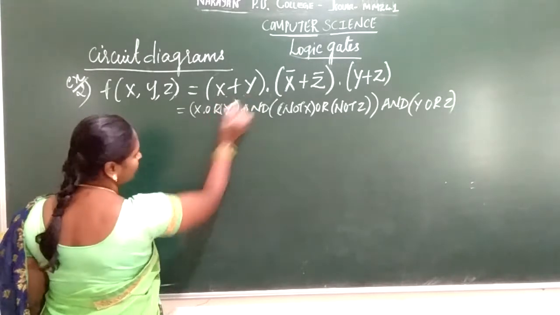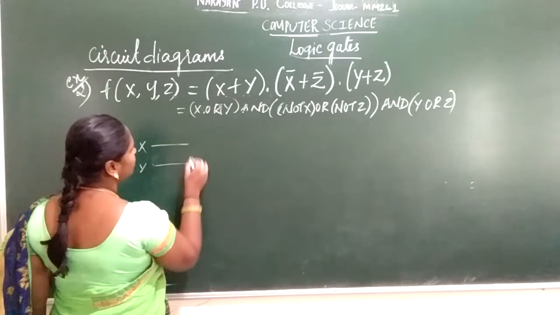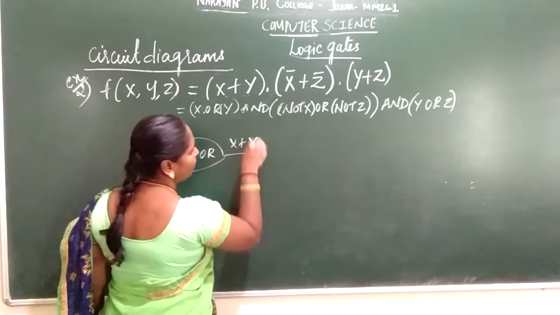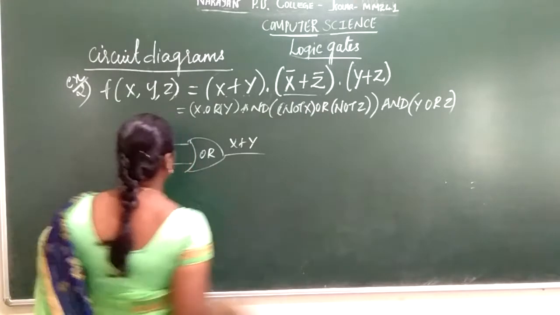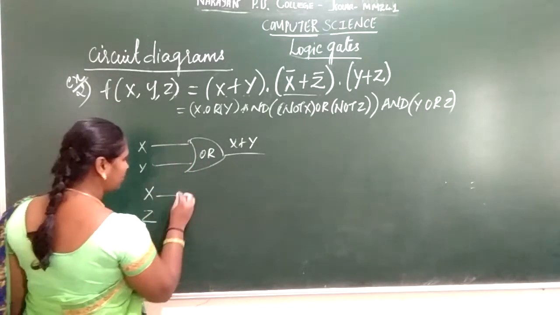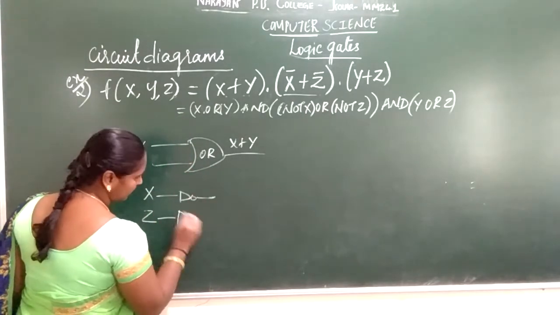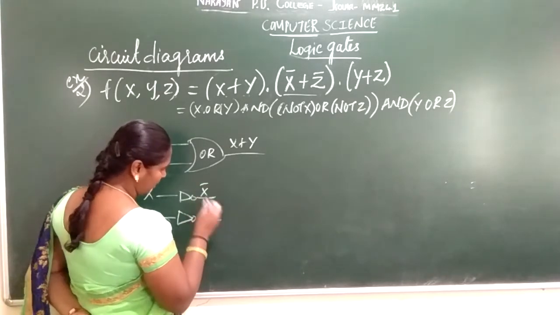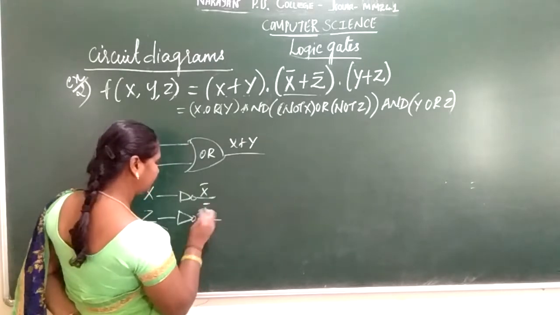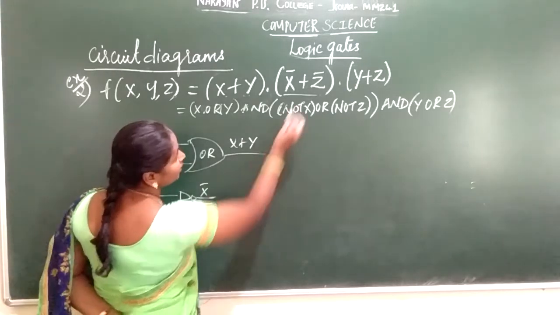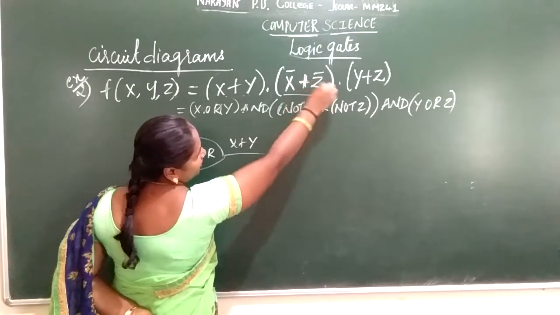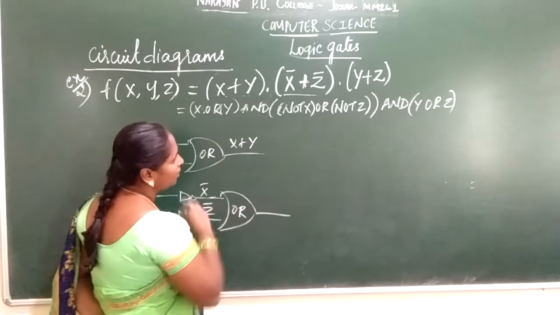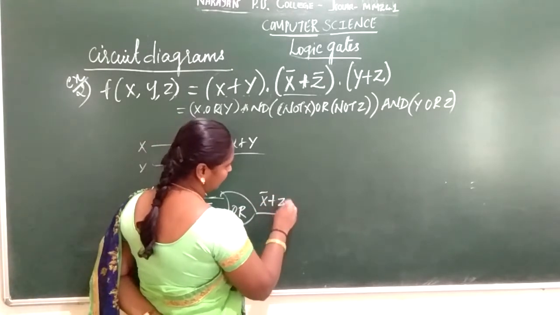So first I am taking the first combination x, y. So I have used an OR gate. So this is my OR gate, x plus y. Next, you have taken the other combination, that is x, z. For this I have two NOT gates, that is x has x bar and z has z bar. For this I am using an OR operation, so I use an OR gate. The output produces x bar plus z bar.